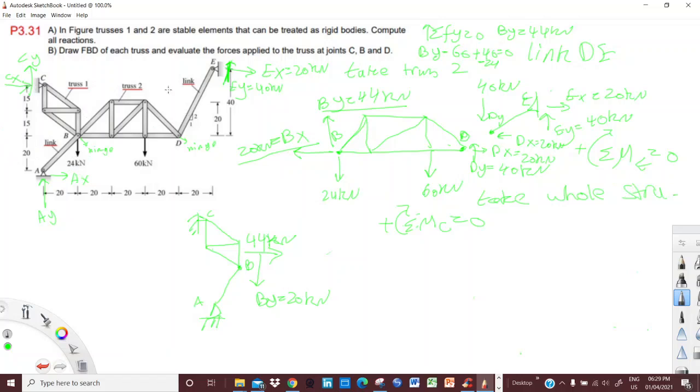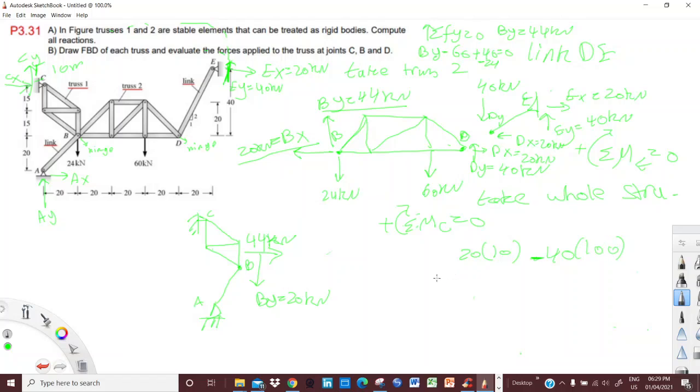If I take the whole structure, the truss 1, truss 2, link 1, link 2, with its external forces and the support reactions, so EX, which is 20, times its perpendicular distance at C, which is 10. How can I figure it out? This is 40, and this is 30. 40 minus 30 is equal to 10 meter. And then you have minus 40 kilonewton counterclockwise, times its perpendicular distance. All of this is 100 meter.